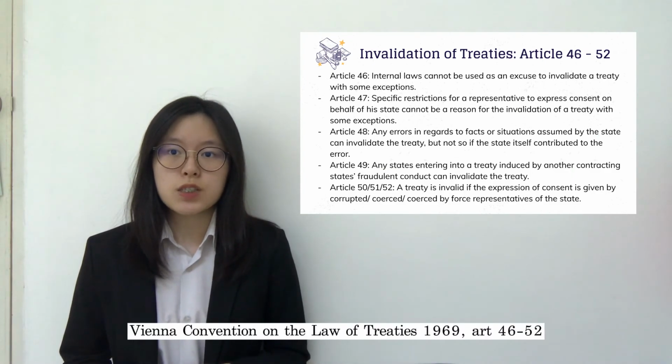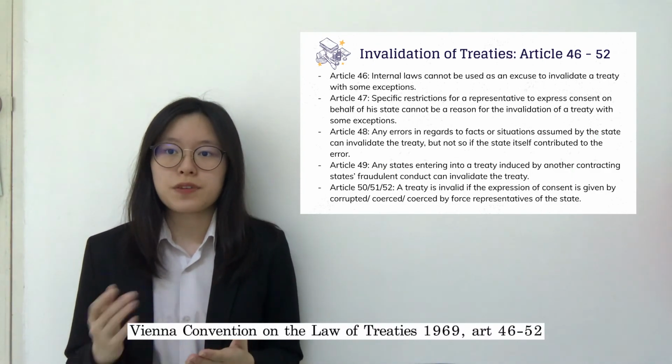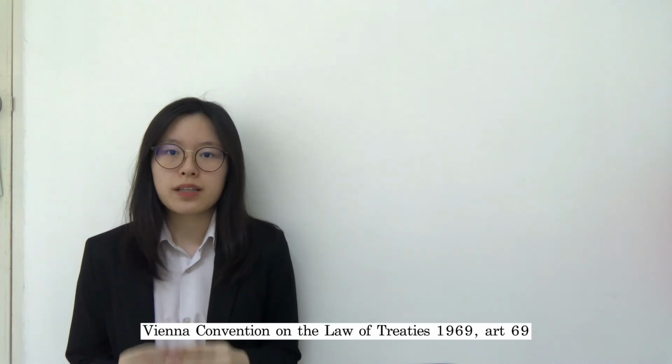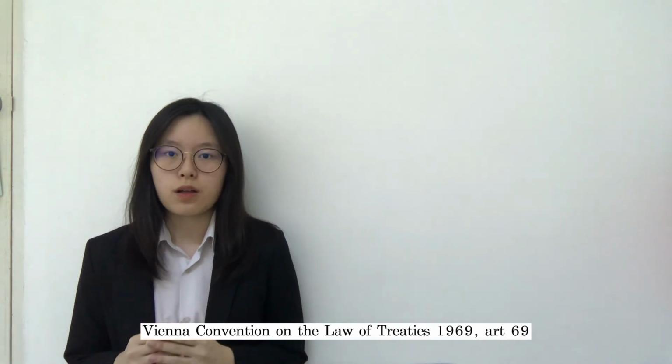Moving on to the next part, the ability to opt out of an agreement is important. It gives contracting states more space to consider future possibilities and withdraw from outdated agreements as time progresses. The invalidation of treaties is provided by Article 46 to 52 of the Vienna Convention. Furthermore, Article 69 provides that an invalid treaty is void and any acts performed under this treaty before will not be unlawful. A treaty can also be suspended or terminated under the Vienna Convention.